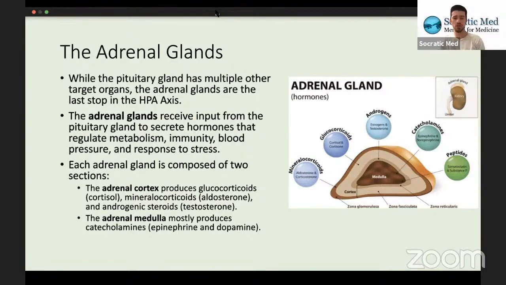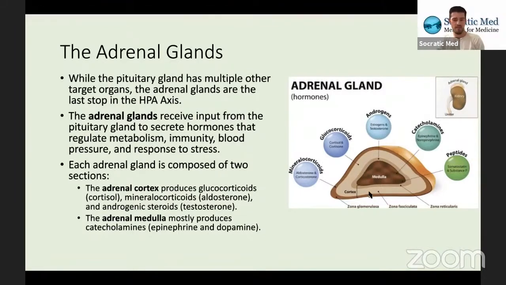So the adrenal medulla is the innermost part. Just like if you think of the renal medulla, it's the innermost part. If you think of the medulla oblongata in the brain, it's inside the brain. And it mostly produces the catecholamines like epinephrine, norepinephrine, dopamine. Those all come from inside the adrenal medulla.